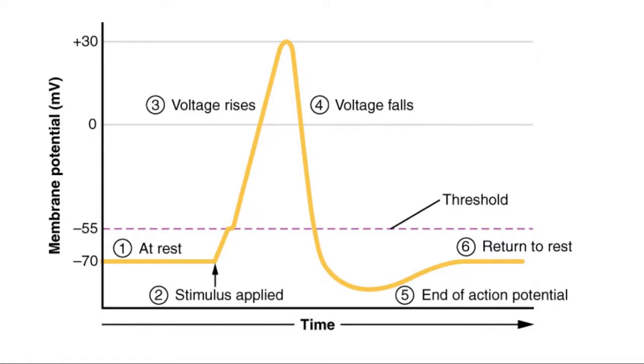Number 1 represents something called resting membrane potential. Or in other words, what we're saying is that this cell is polarized. Polarized is the word we just used on the previous slide.